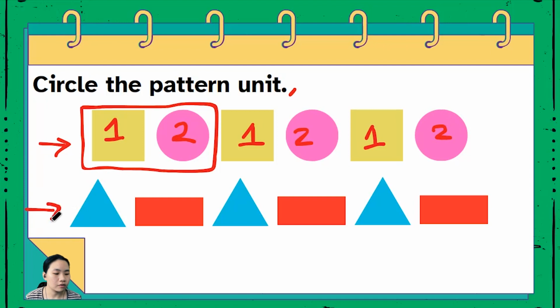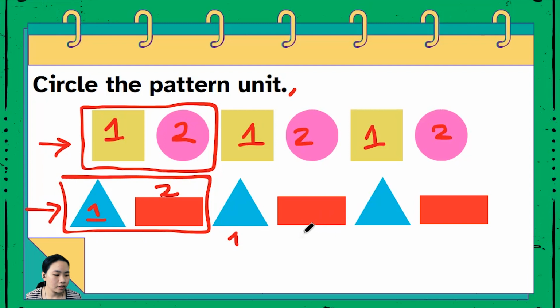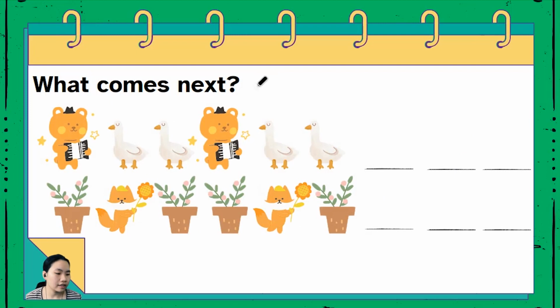What about this pattern right over here? What do you think the pattern unit is? It is triangle and then rectangle, okay? Triangle and then rectangle. 1, 2, 1, 2. As easy as that. All right, now to the next part of our lesson.